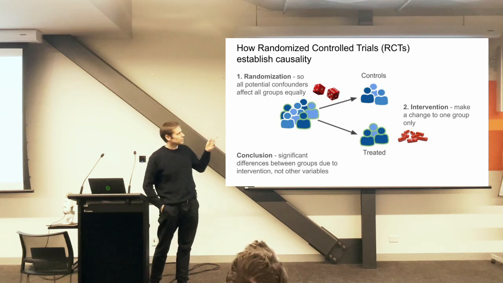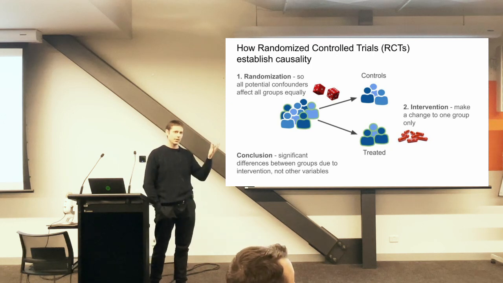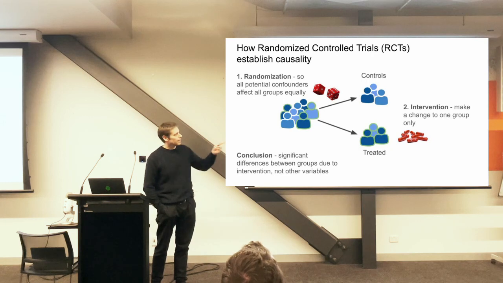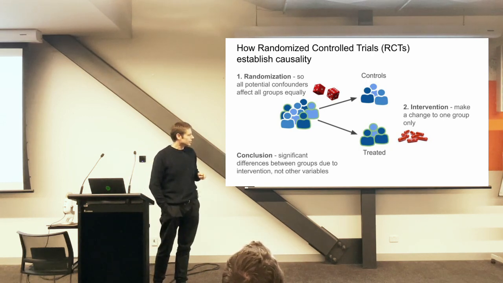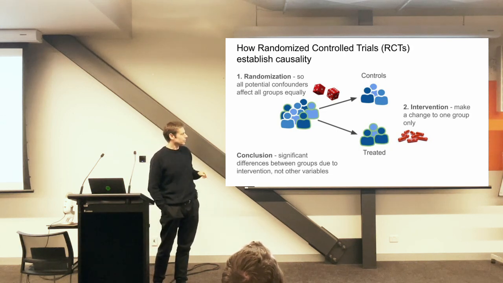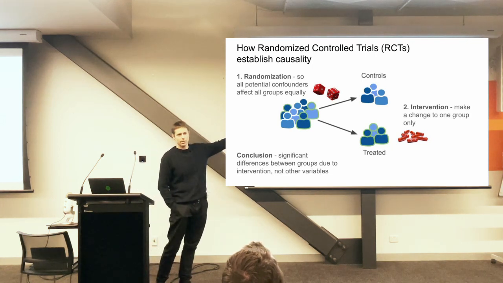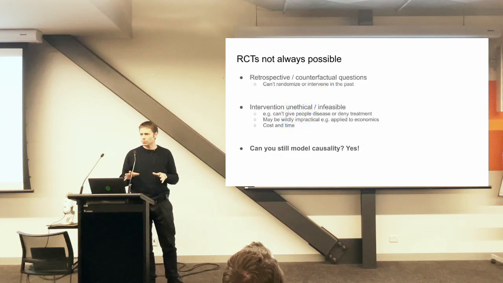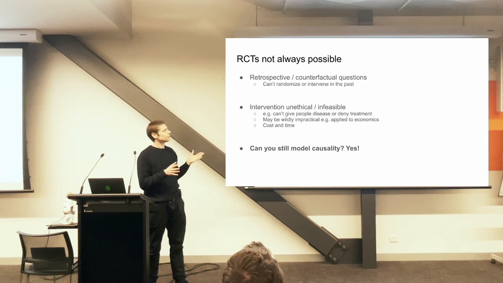So first is randomisation. There's got to be this equal chance of the subjects or the sample participants being assigned to any of the different groups in the experiment. And then there's an intervention which you make to one of the groups only. And because of that randomisation, you can make this conclusion that significant differences between those groups are due to that intervention, and they're not due to some other feature of the original participant pool, because you randomised it when you did that assignment. The problem is that in many cases you can't do a randomised controlled trial, right?